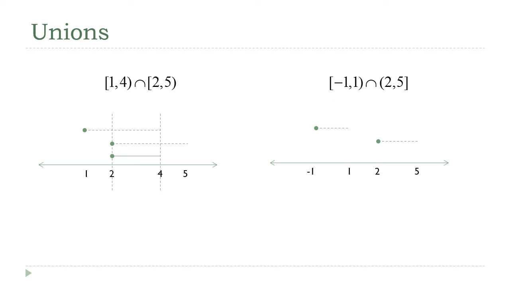So I put the filled in circle there. 4 is only included in one of the intervals. And to be in the intersection, it has to be in both of them. So I did not include 4 in my final result. All right, so if I wrote this with the interval notation, my final answer would look like this.